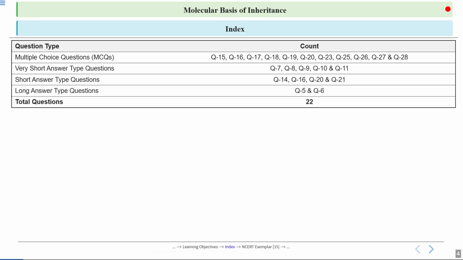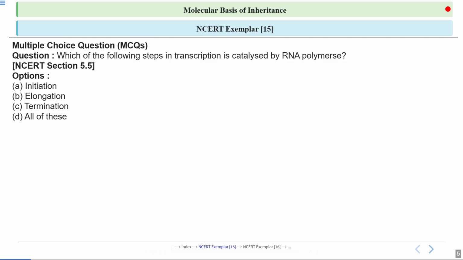Okay, so you can see the questions have been divided into the following category. Okay, so we have multiple choice questions. Then we'll discuss very short answer type questions. We'll also discuss short answer type questions and long answer type questions. Okay, so let's begin with the session. First, let's talk about the multiple choice question.